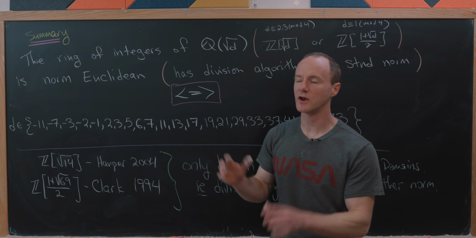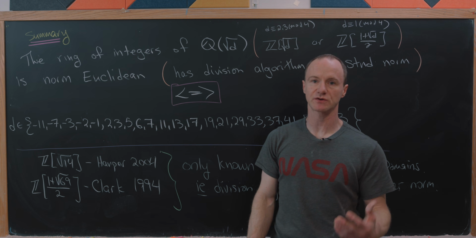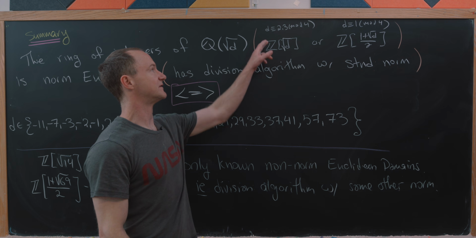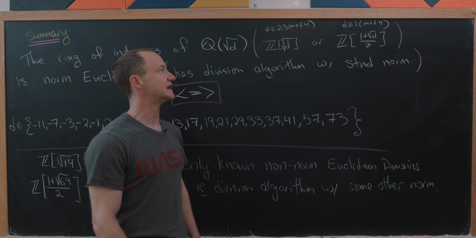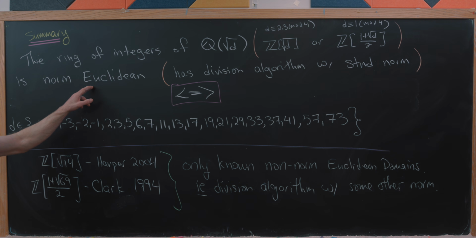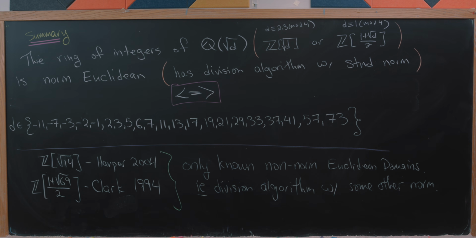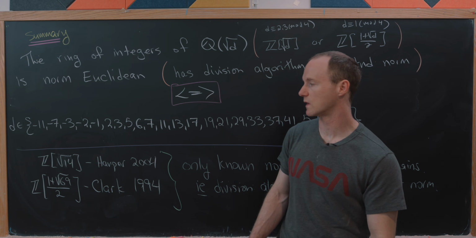So here are the big results underpinning everything that we've seen today. So the ring of integers of Q adjoin the square root of d. So that's just a fancy way of saying Z adjoin the square root of d if d is 2 or 3 mod 4, and Z adjoin (1 plus root d)/2 if d is 1 mod 4. Okay, so this space is norm Euclidean. In other words, it has the division algorithm with the standard norm if and only if d is in this set of numbers. So we looked at some pictures for d equals negative 11 up to 3, but it's in fact norm Euclidean in all of the rest of those cases as well.